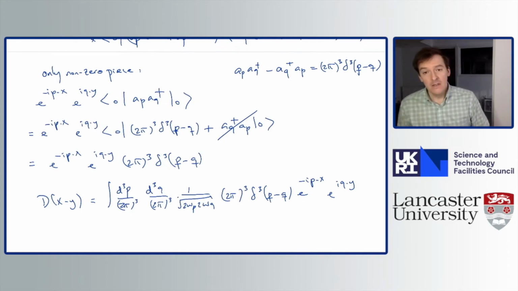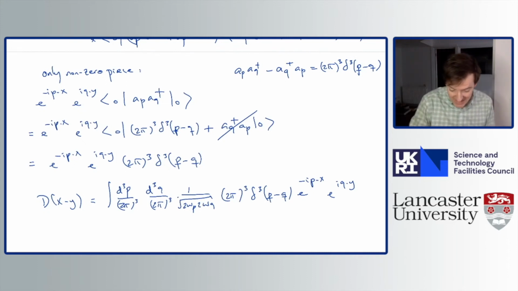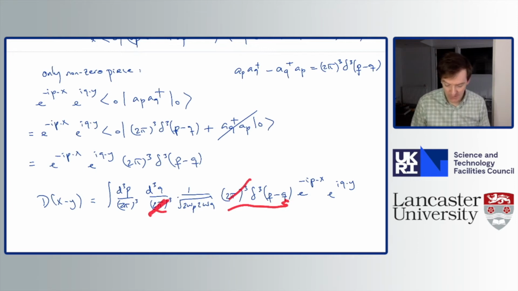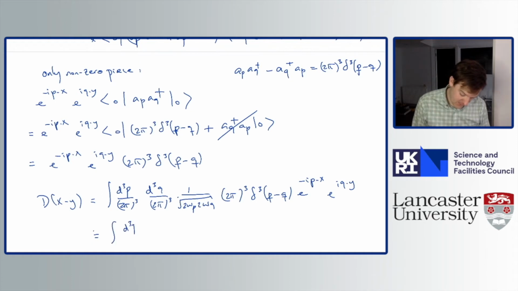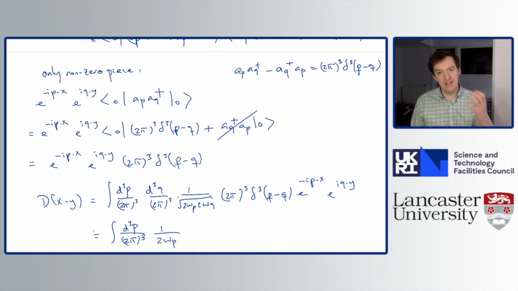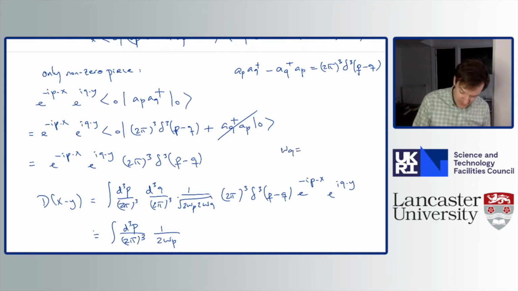Okay. So here we can simplify this because we can integrate the delta function with one of the variables. Let's integrate over q. When we integrate over q, we'll lose the 2 pi cubed factors and we'll set p equal to q in our expression. So we'll end up with dp over 2 pi cubed. We'll end up with a 1 over 2 omega p factor when we set p equal to q. And since omega q squared is q squared plus m squared, this goes to p squared plus m squared, which is exactly omega p squared, okay?